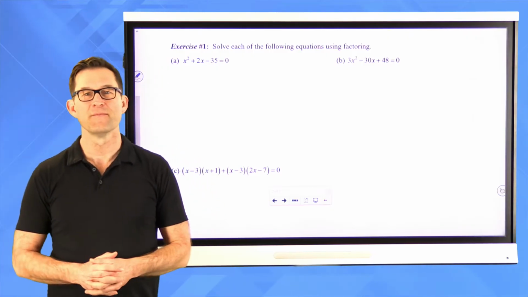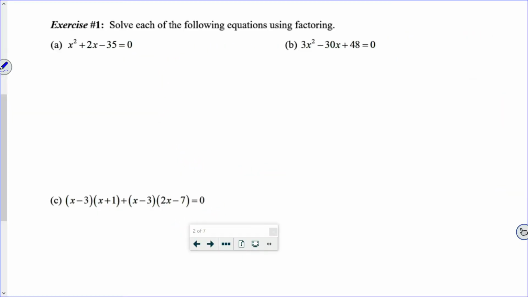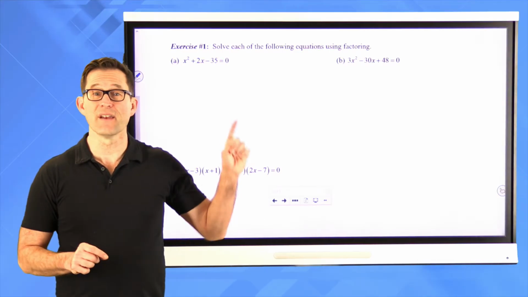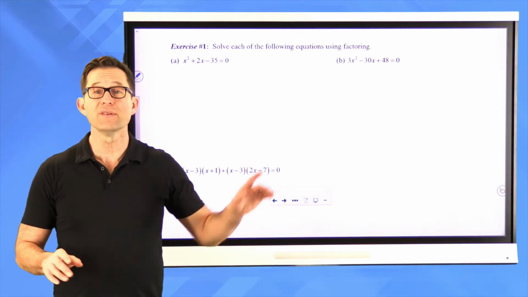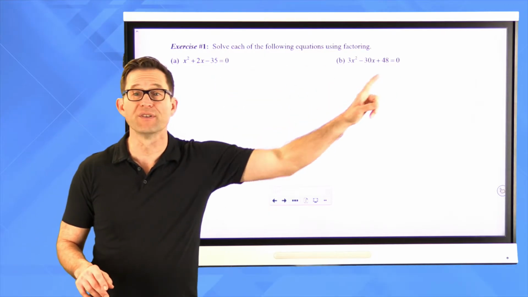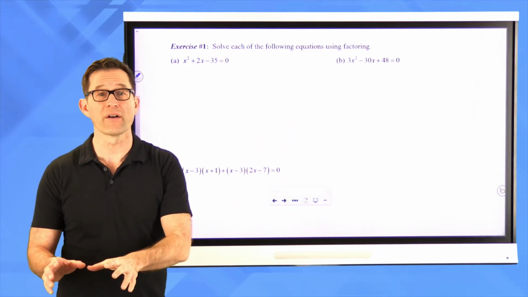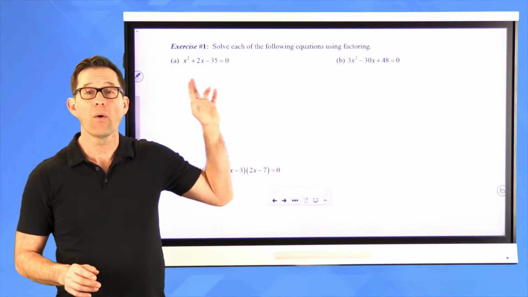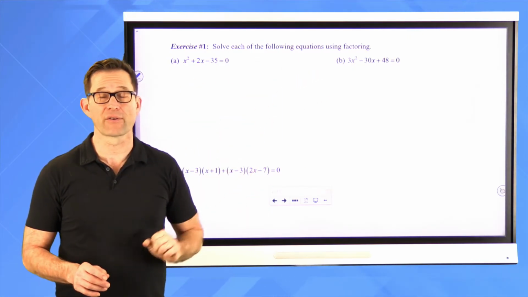Let's take a look. Solve each of the following equations using factoring. Letter A, x squared plus 2x minus 35 equals 0. All right, well, the good news in exercise 1 is that all of these equations are already equal to 0. All right, so the 0 part of the zero product law is already met. But not one of these three things is factored yet.